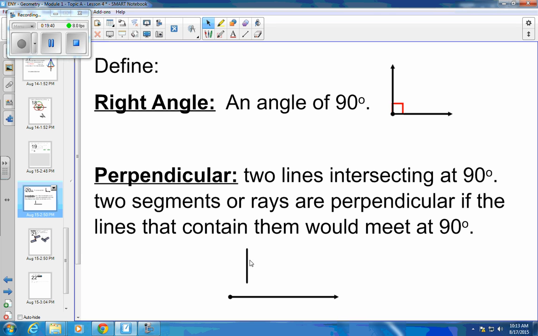So this is a segment and this is a ray, and these two are considered to be perpendicular also, even though they don't touch. If I did move this down and continue it, you can see that that is in fact 90 degrees. So if the line that contains this segment and the line that contains this ray were to meet at 90 degrees, then they are considered to be perpendicular. So even when I've got it drawn like this, with this segment up here and this ray over here, you can't see where they cross, but they would in fact be 90 degrees if you extended the lines that contain those segments.